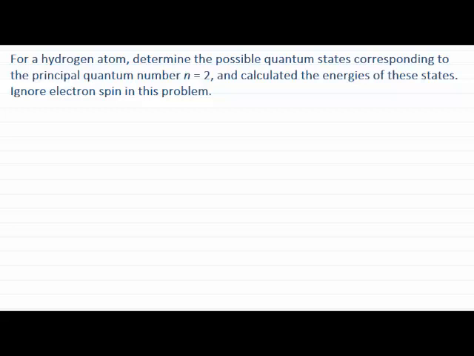This PhysCast will look at the quantum mechanical description of the hydrogen atom. Beginning with an interpretation step, this question is involving quantized energy states of an atom. These energy states are described in terms of quantum numbers, and we want to understand what states are possible in terms of the quantum numbers describing them. In addition, we also want to be able to calculate the energies of these states.